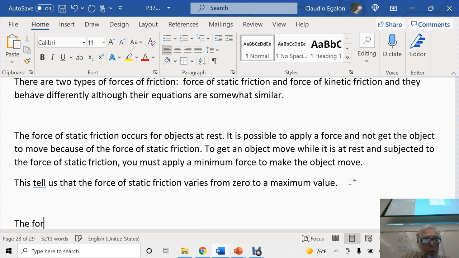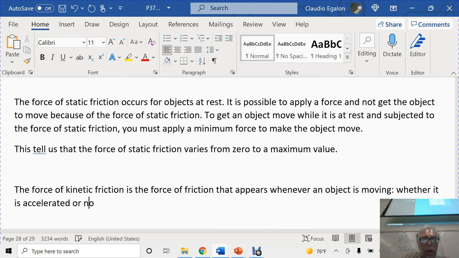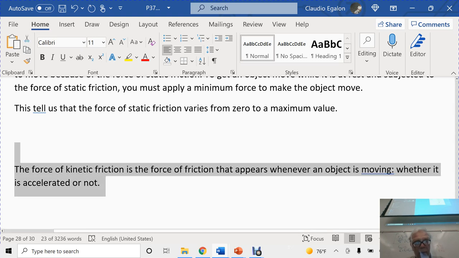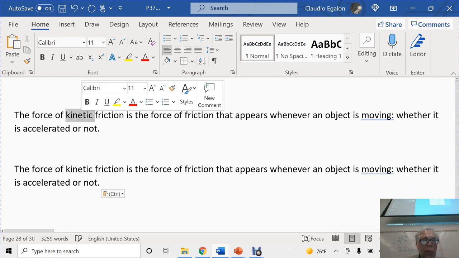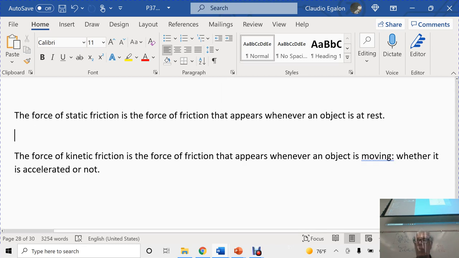The force of kinetic friction is the force of friction that appears whenever an object is moving, whether it is accelerated or not. Okay? Again, force of static friction is exactly what the name says. Force of static friction is the force of friction that appears whenever an object is at rest. Here you go. The force of kinetic friction, okay.